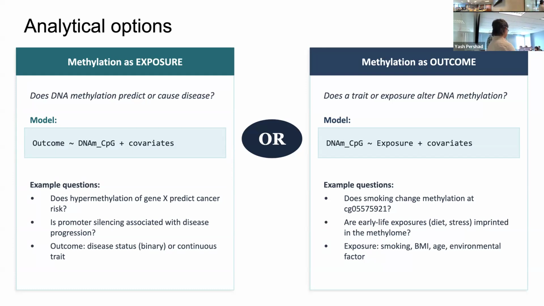And then you could also use methylation as an outcome. So does a trait alter DNA methylation? You then have DNA methylation on the left side of the squiggly line in the linear model, and then you have an exposure. This is a way to capture the environmental effects on DNA methylation. I think it's particularly powerful if you're able to do both in conjunction, because then you can use methylation as a mediator or a connector between the exposure and an outcome, which I think a lot of you seem to be interested in.